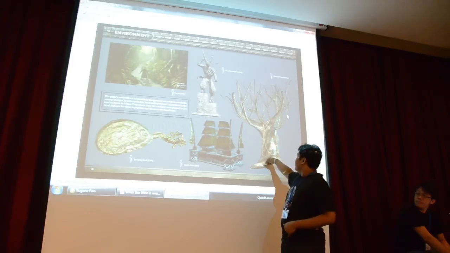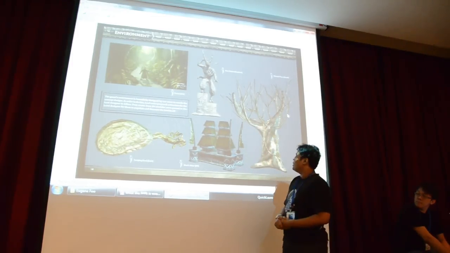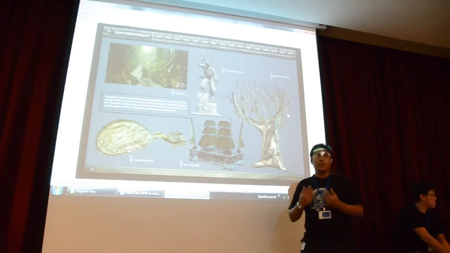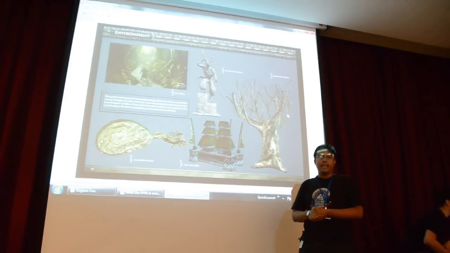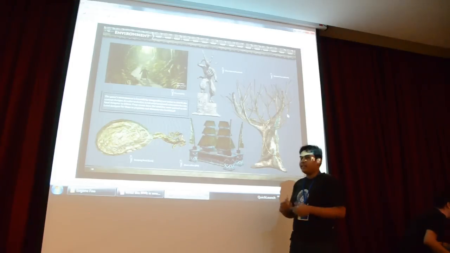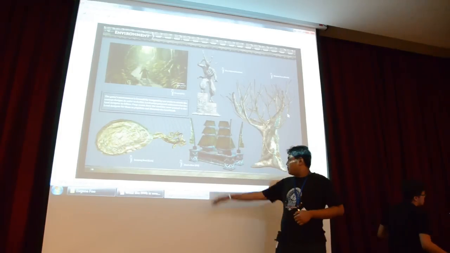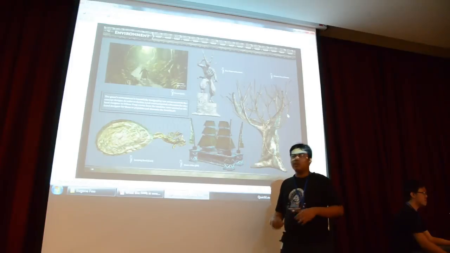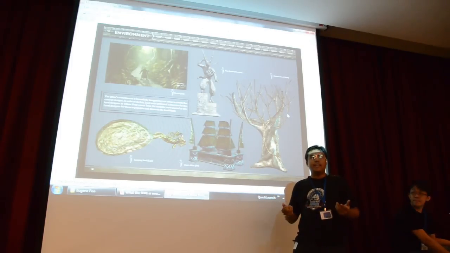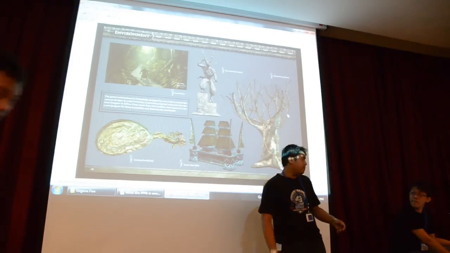For example, this tree and statue model here were based on one of our outdoor levels, which is a forest that is affected by evil beings and whatnot. And also that mushroom over there, modeled by Cole, is a mushroom that grows naturally in the environment that players can use as a jumping platform.